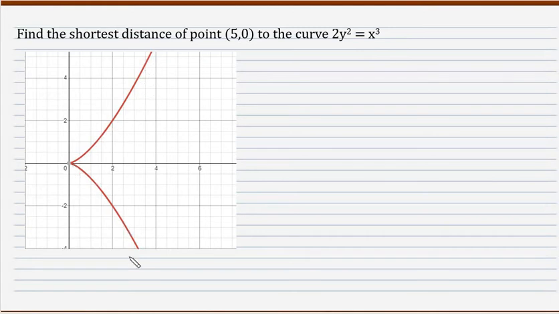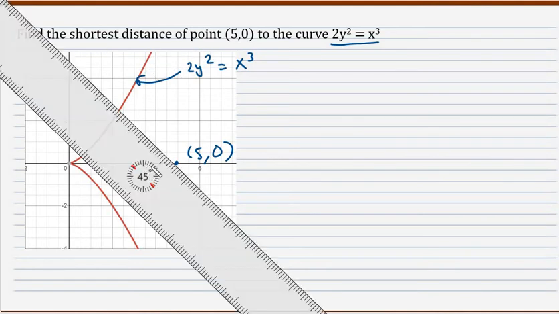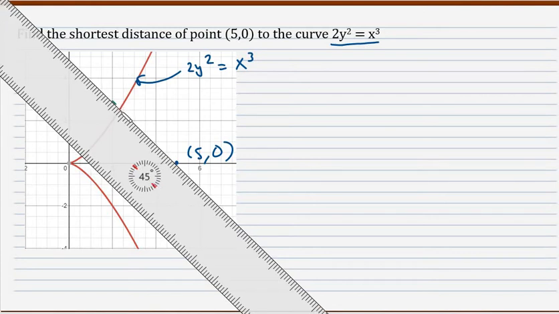So I got a grapher and graphed that curve, 2y squared is equal to x cubed, and this is the curve that was produced in that grapher. Okay, and let's locate (5, 0). So this is 4 and 6, so 5 would be somewhere here, and we want to find the shortest distance.